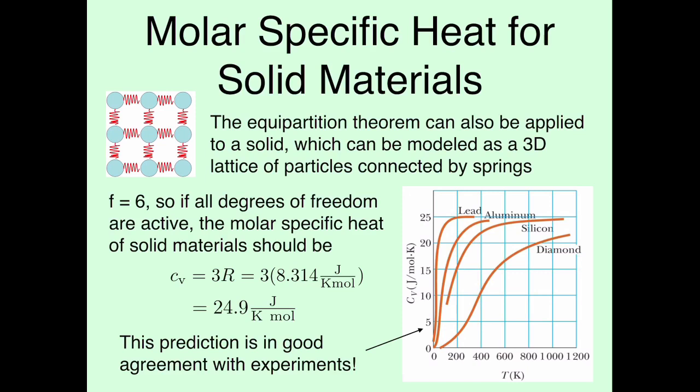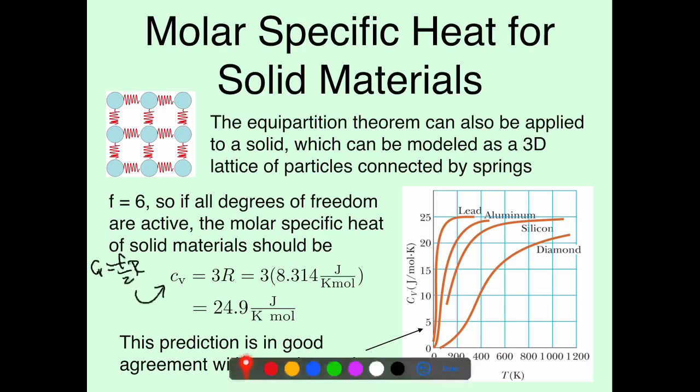So the graph that you see on the bottom right of the slide is we're plotting specific heat, CV, over here, and temperature over here. Okay, and then the different curves just correspond to different materials. So the first one is lead. So lead, the specific heat starts off very low, but it shoots way up as we increase the temperature, and then it levels off right around 25. Okay, so in other words, once all the degrees of freedom are active for lead, the specific heat is 25 joules per Kelvin mole. Okay, this one is for aluminum.